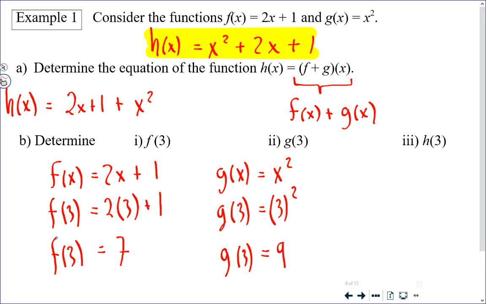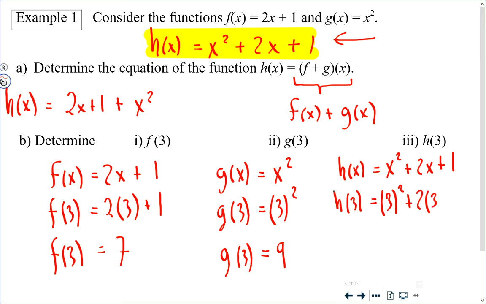Now, how are we going to find h of 3? Well, h of x, up here we found h of x, is x squared plus 2x plus 1. That means that h of 3 will be equal to 3 squared plus 2 times 3 plus 1. So we can figure out what that is. h of 3, 3 squared is 9, plus 6 is 15, plus another one is 16.